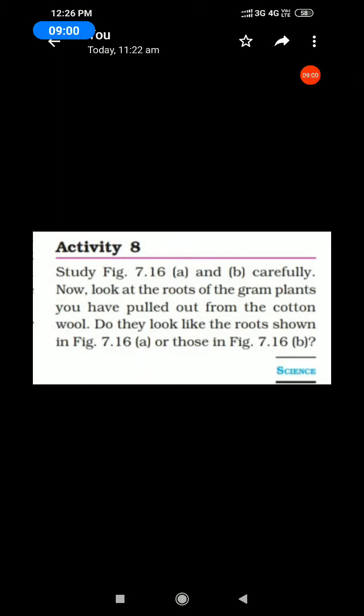Next we will go to activity 8. Take 2 A and B. Carefully look at the roots of the gram plants you have pulled out from the cotton wool. Do they look like the roots shown in picture 7.16, picture A? Are those in picture B?